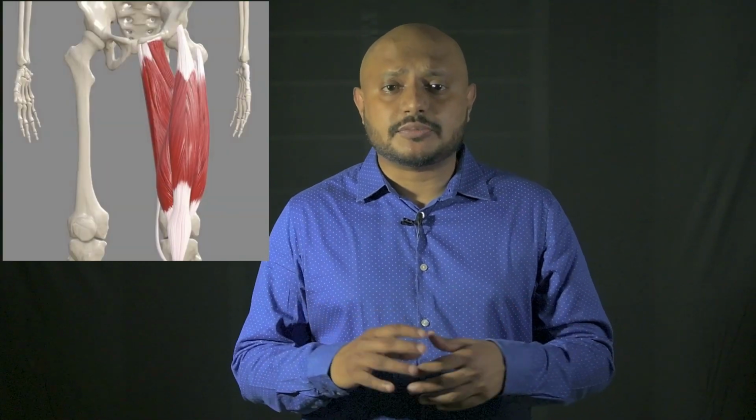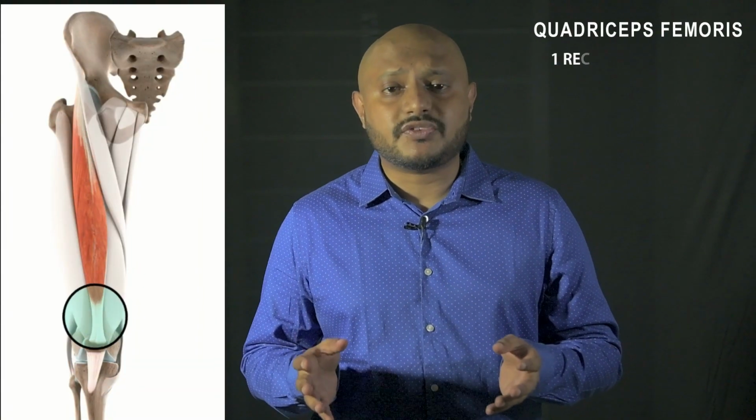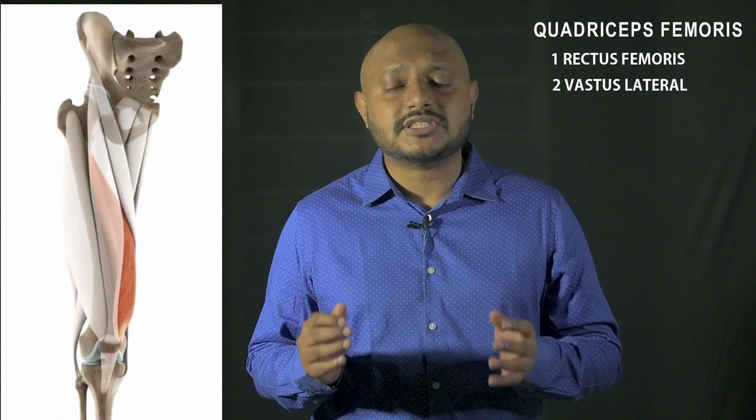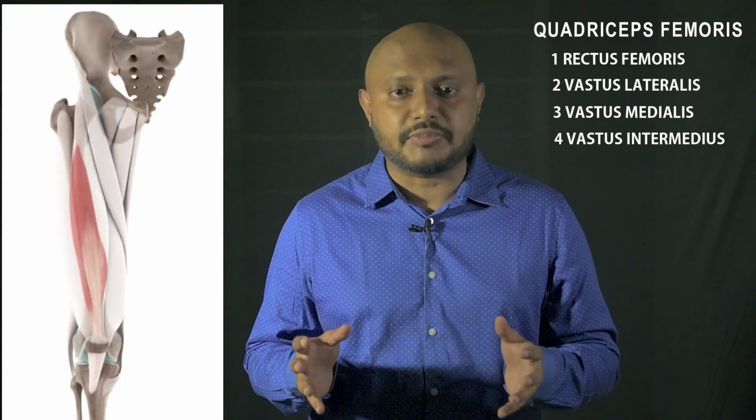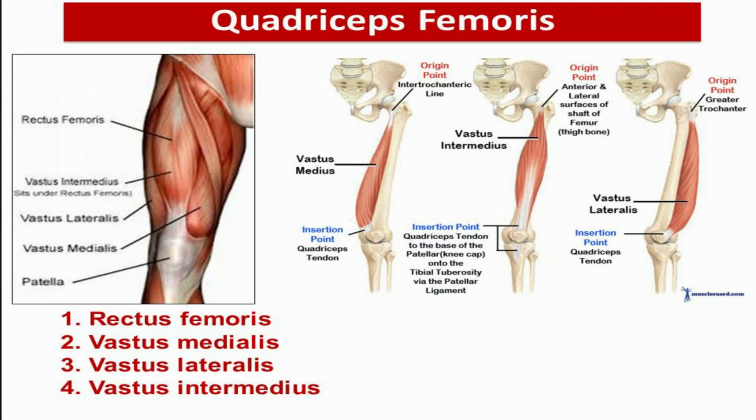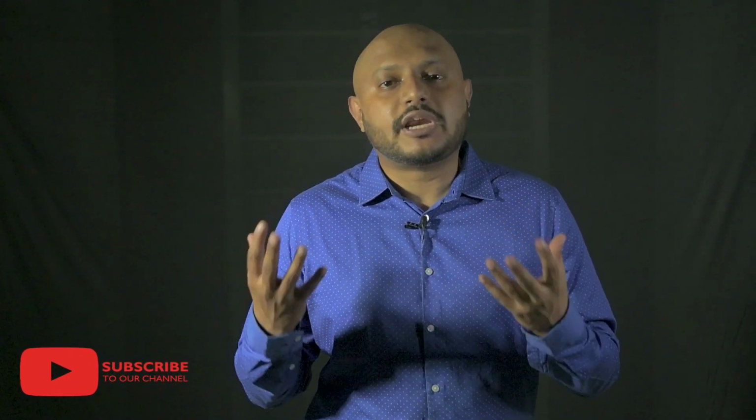So what is the quadriceps? The quadriceps basically consists of four major muscles of the thigh, that is the rectus femoris, vastus lateralis, vastus medialis and vastus intermedius. Now the muscles originate from around the hip. Each muscle originates from a different area, and all of them come together at the quadriceps tendon and insert into the patella.